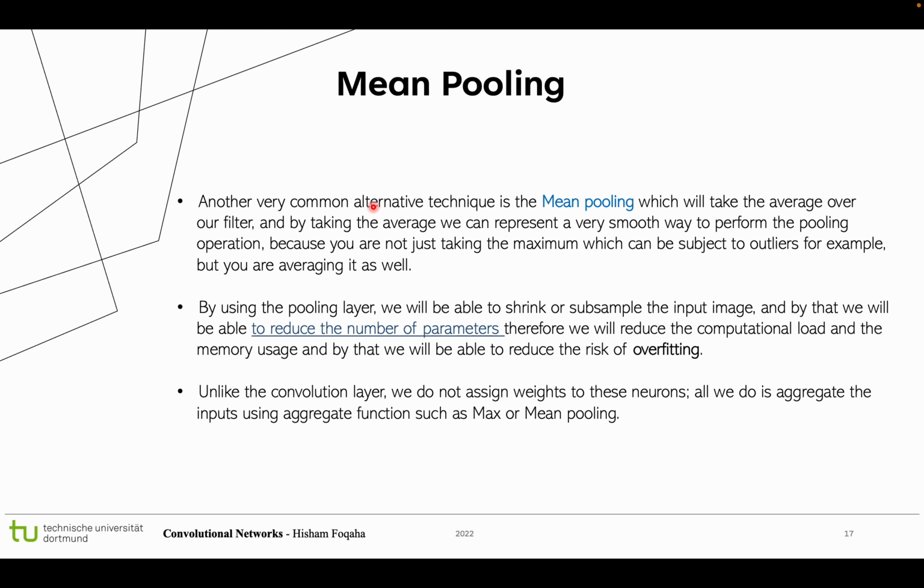So unlike the convolution layer, we do not assign weights here. We don't have any, so we just simply take the average, mean pooling, or the max of an input. So all we do is aggregate the input using aggregate functions such as max or mean pooling.